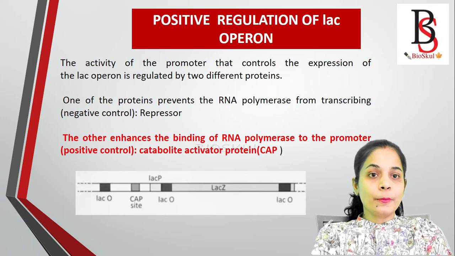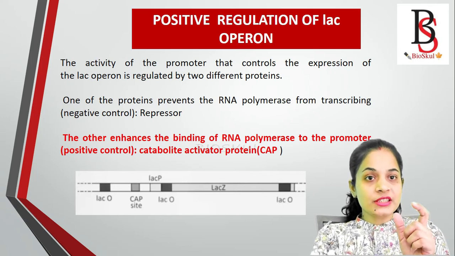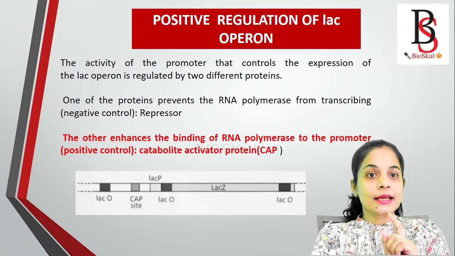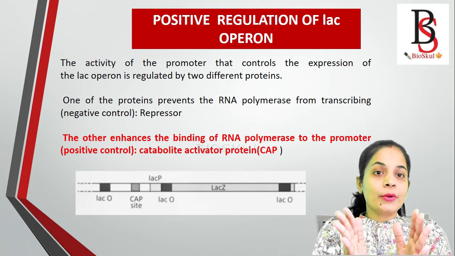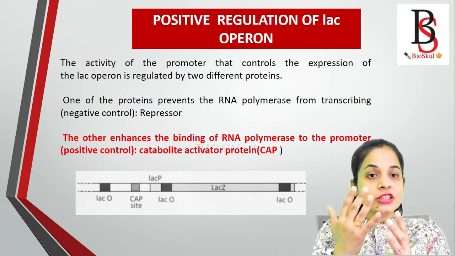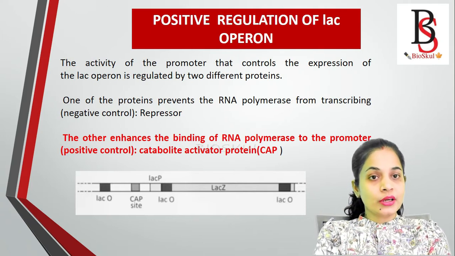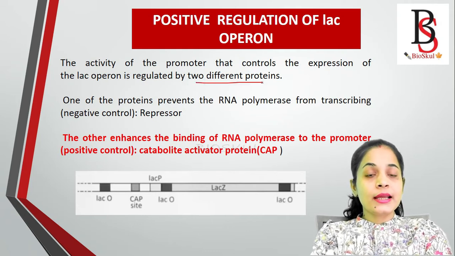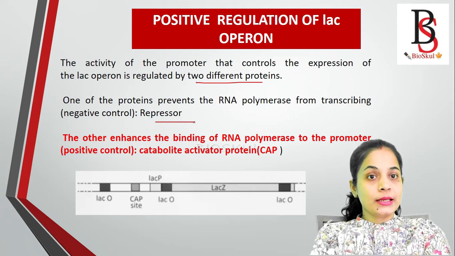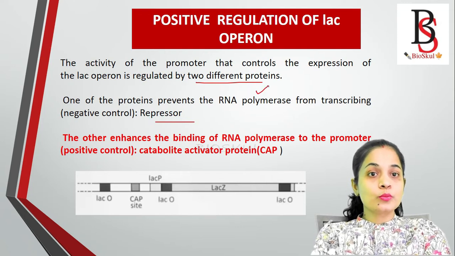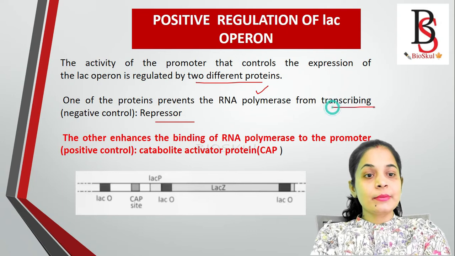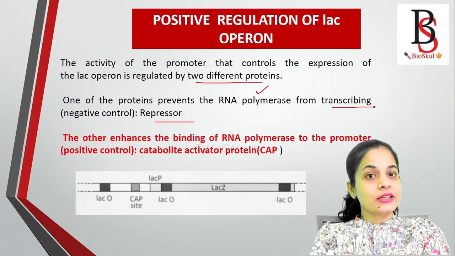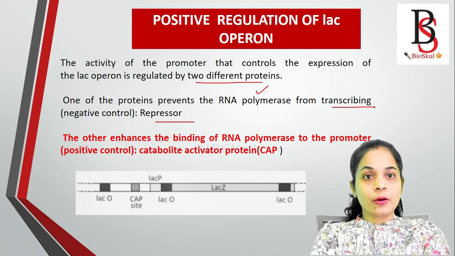Lac Operon consists of a group of genes which is regulated by a single promoter. Lac Operon is controlled both in a positive way and also negatively, and that depends on two different proteins. In negative regulation of Lac Operon, the protein is known as the repressor protein. It prevents the binding of RNA polymerase to the promoter, thereby it inhibits transcription. That's why it is known as the negative control of Lac Operon.